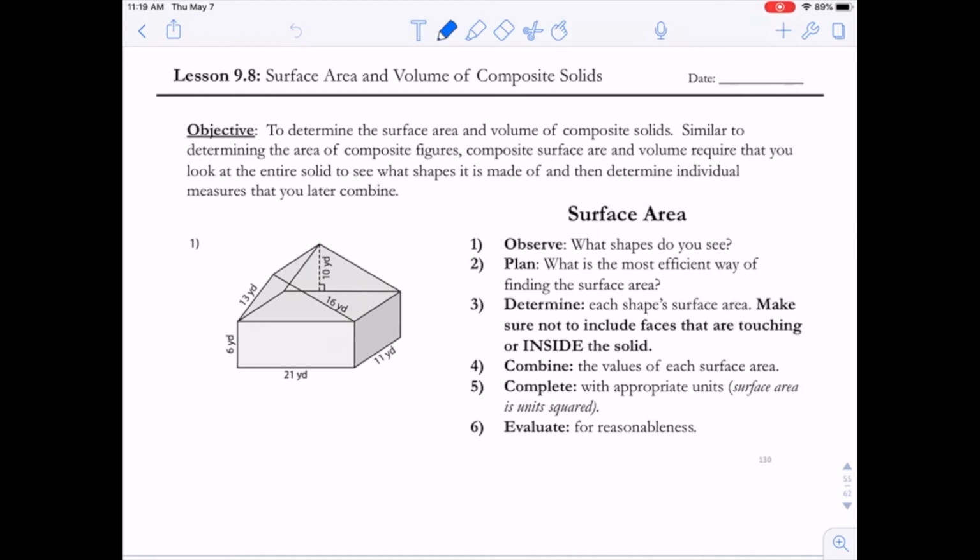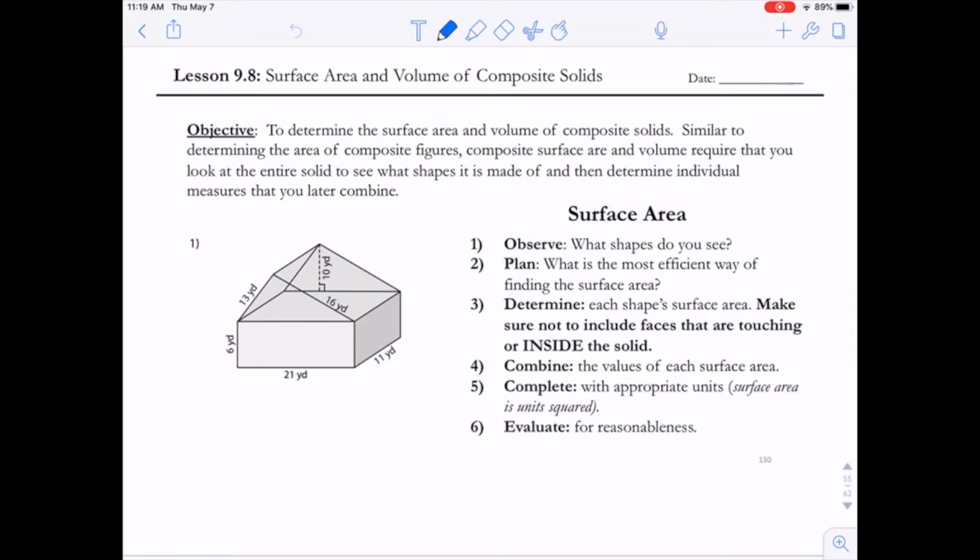Today we're going to combine everything you know about surface area and volume to determine the surface area and volume of composite solids. Similar to determining the area of composite figures, composite surface area and volume require that you look at the entire solid to see what shapes it is made of, and then determine individual measures that you combine later. So the first thing you always want to do is observe what shapes you see.